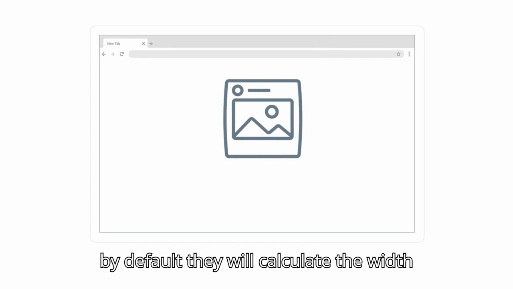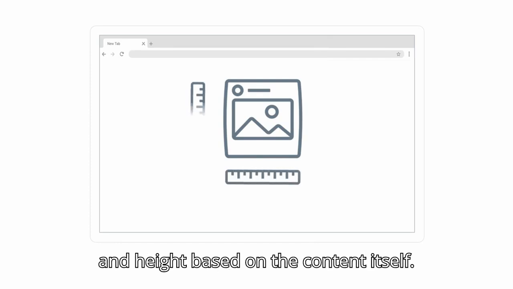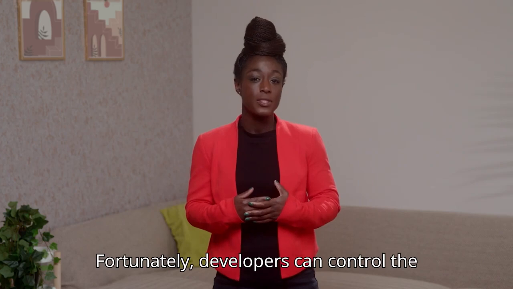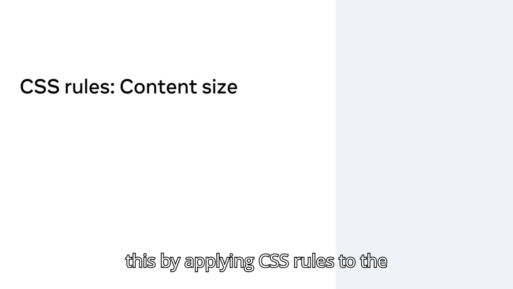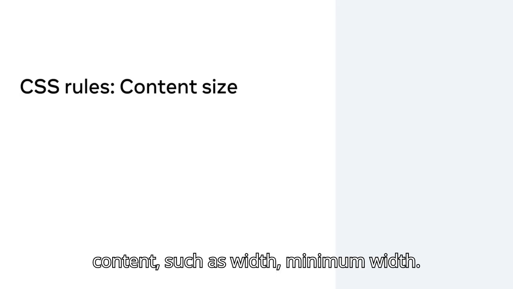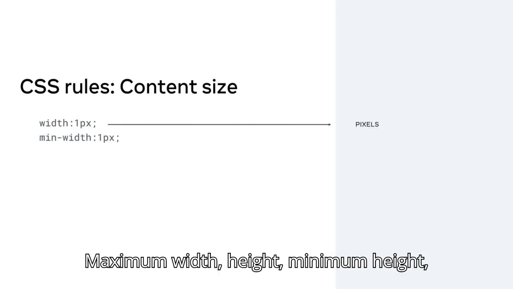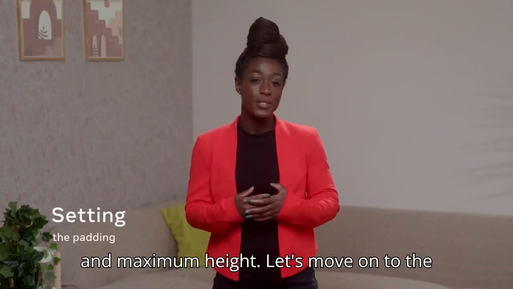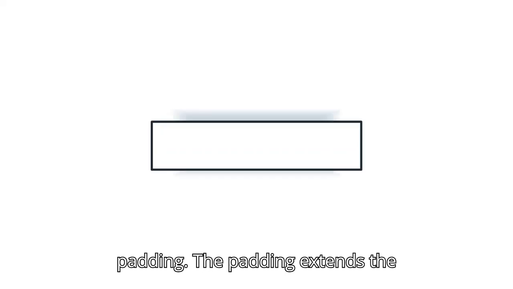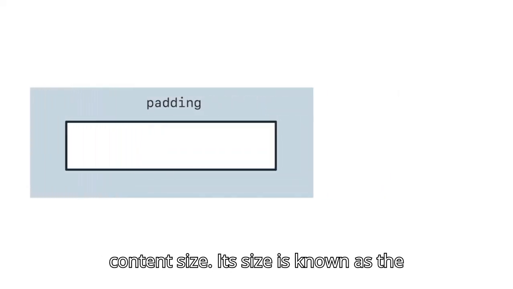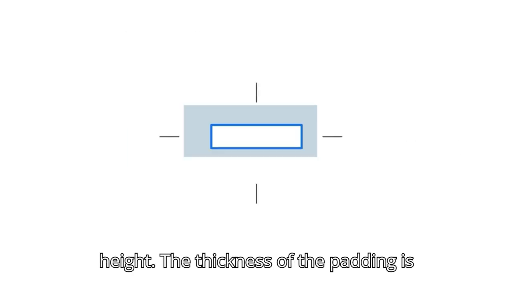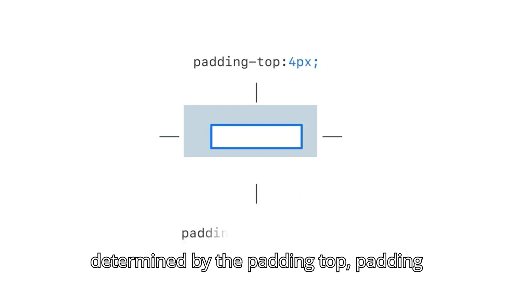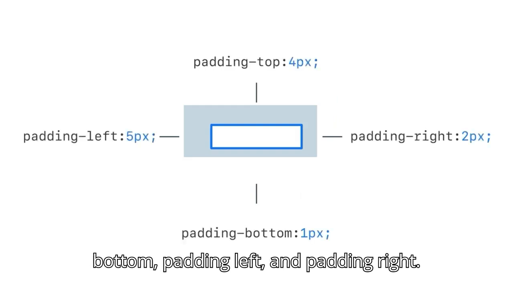Browsers are clever, and by default, they will calculate the width and height based on the content itself. Fortunately, developers can control the size to manipulate the layout. You can do this by applying CSS rules to the content, such as width, minimum width, maximum width, height, minimum height, and maximum height. Let's move on to the padding. The padding extends the content size. Its size is known as the padding box width and the padding box height. The thickness of the padding is determined by the padding top, padding bottom, padding left, and padding right.